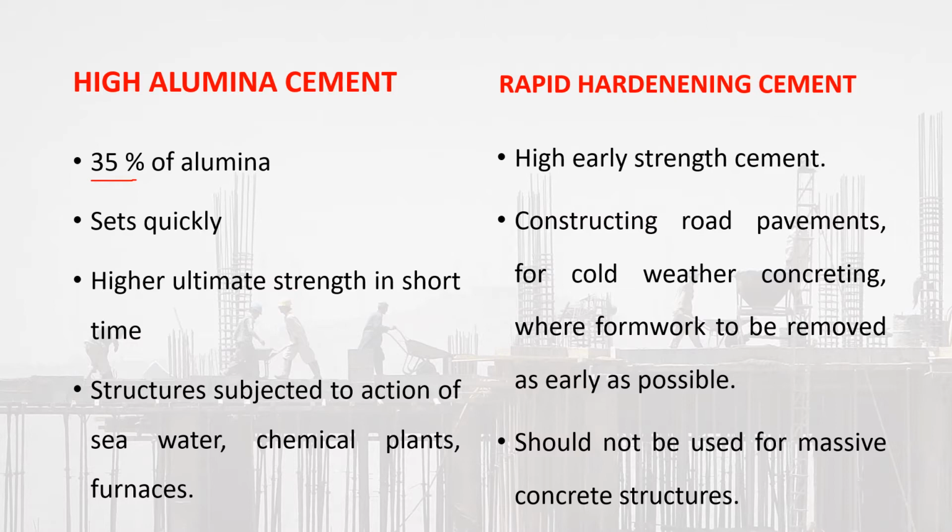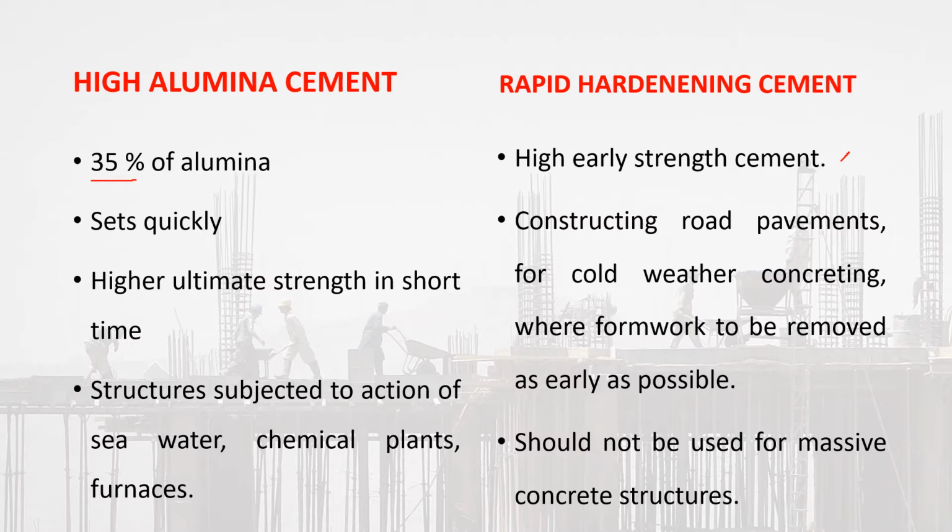The other types of cements given in the options were rapid hardening cement. Rapid hardening cement is also known as high early strength cement. It is lighter than ordinary Portland cement. Since the curing period for this cement is very short, it is very economical and it is used where high early strength is desired, such as in the construction of road pavements, for cold weather concreting, and where formwork is to be removed as early as possible.